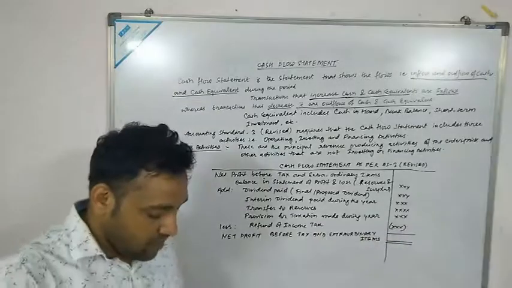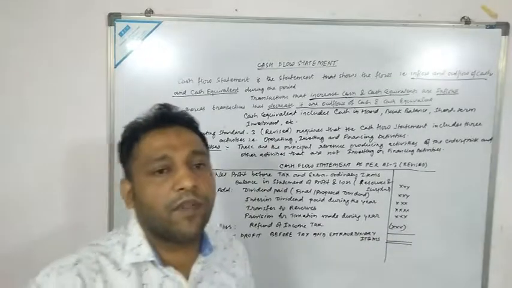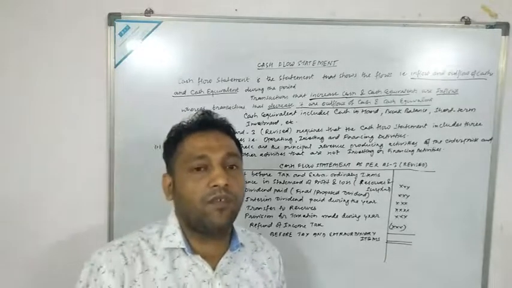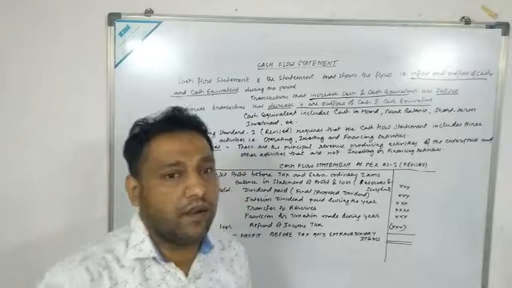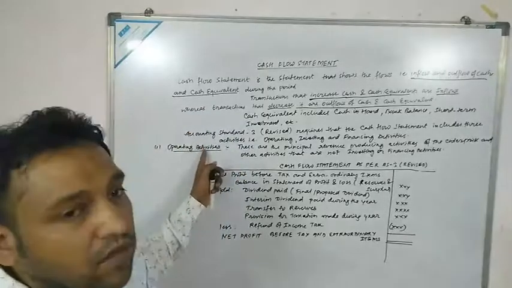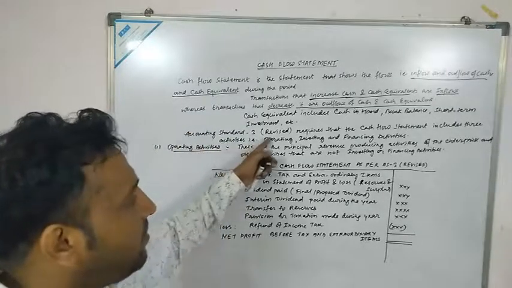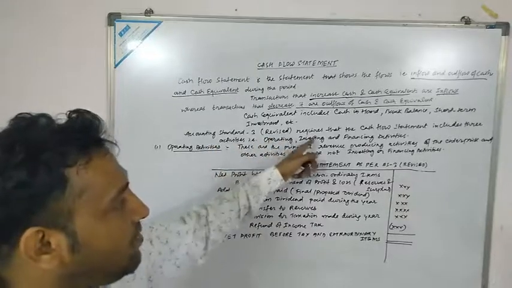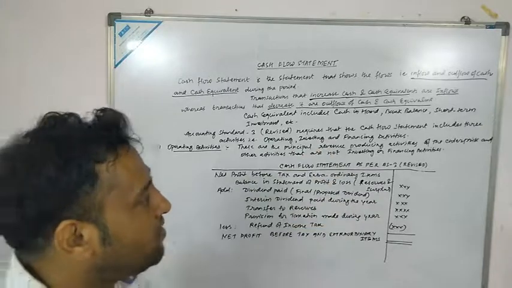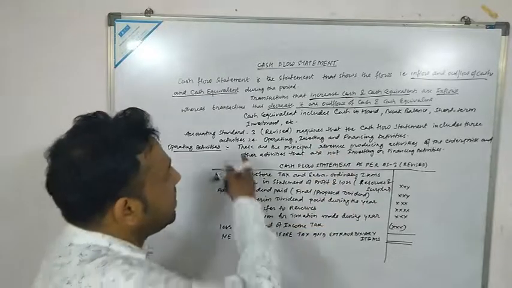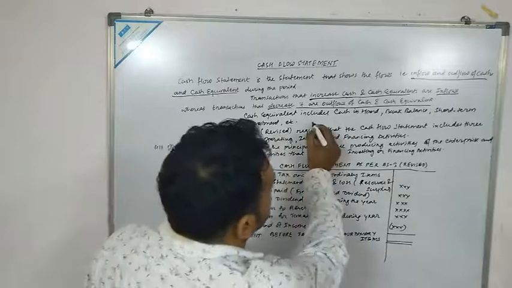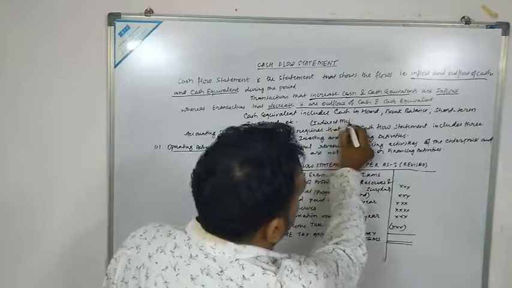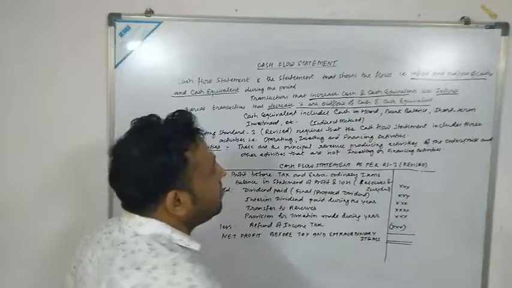Always remember, there are two methods for the preparation of a cash flow statement, but according to the CBSE guidelines we are likely to follow the indirect method. As we can see from the board, Accounting Standard 3 (Revised) requires that the cash flow statement is prepared, and it shows the indirect method of preparation of the cash flow statement.